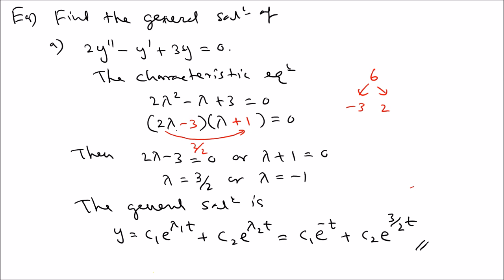And here I picked the independent variable as x, not t. So it's just up to you. Be careful when you use that. Here you can pick x or t because I did not say anything. Okay. Good. Let's do the next example. So problem number B, we have 4x double prime minus 4x prime plus x equals 0. And you definitely cannot pick x as the independent variable now, because that is the dependent variable.